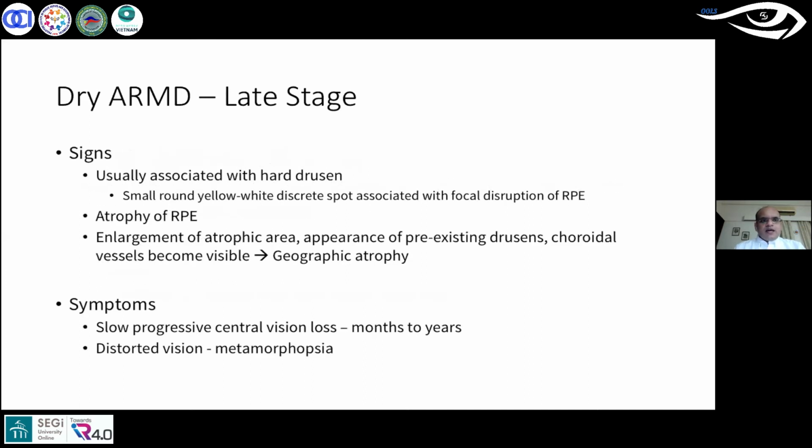Late stages of dry ARMD are usually associated with hard drusen, small, round, yellow-white discrete spots with focal disruption of RPE. There may be atrophy of the RPE, and as a result, formation of central scotomas. There may be an enlargement of the atrophic area, with pre-existing drusen or choroidal vessels becoming visible, leading to geographic atrophy. Patients, again, some of them may show a distorted vision based on RPE disruption. Some of them may have slowly progressive central vision loss, which progresses over a period of months to years.